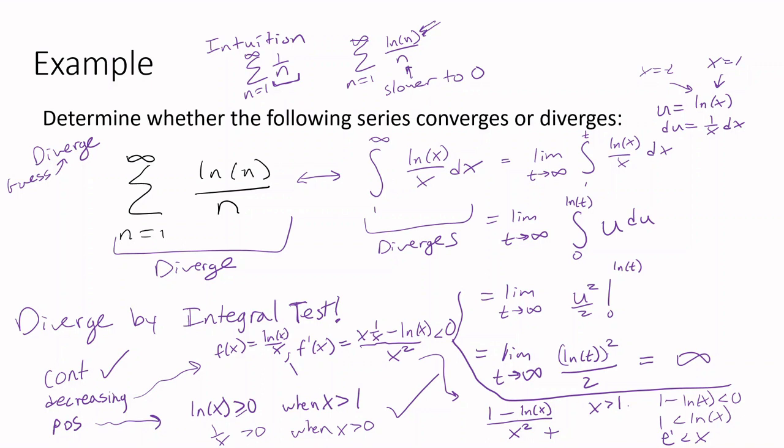I just need this to be true at some point forever. So at some x value or n value, I need this to be true, and then for every point after that, it needs to work. So as long as this is eventually true, we're good.